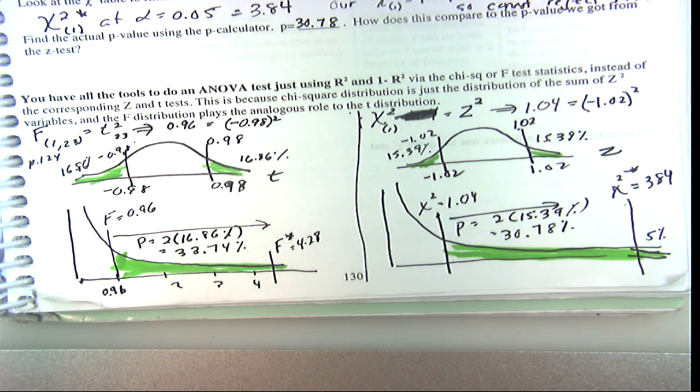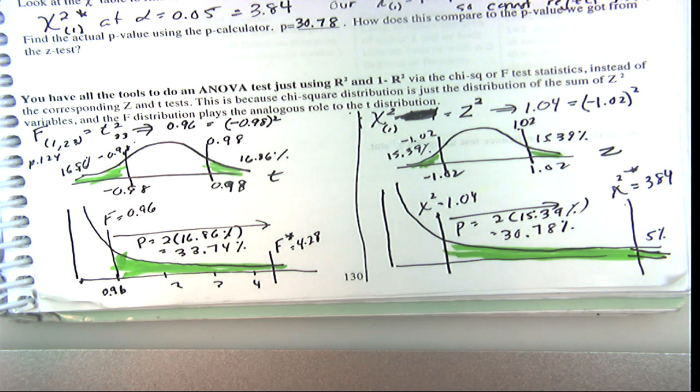Same with F. That's the difference between the F and the chi-squared: the chi-squared is not making an estimate of the standard deviation of the model, just like the z is not. So it's not doing that tweak. The chi-square doesn't have any degrees of freedom associated with making an estimate of the standard deviation. Neither does the z. So they're very analogous. Okay?